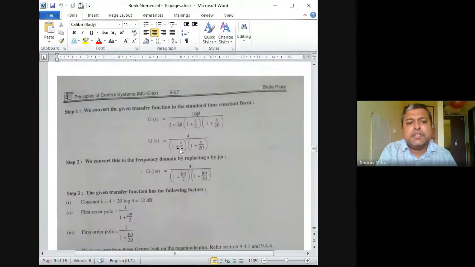Okay, so I have converted it into time constant form: 4 divided by (1 plus s by 2)(1 plus s by 20). Now you convert. Now you will find there are 3 plots.